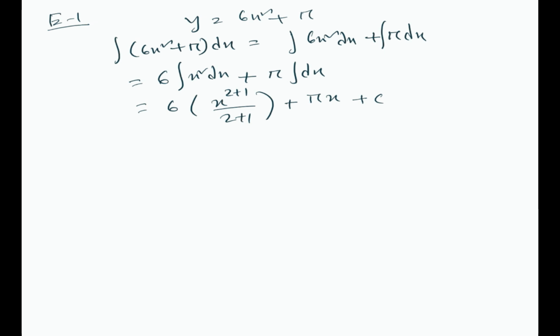So we can simplify it a little further. We can write, see, in the denominator we have 3, right? And here we have 6. So this 3 goes into 6 two times. So we can write 2x to the power 3 plus pi x plus c.